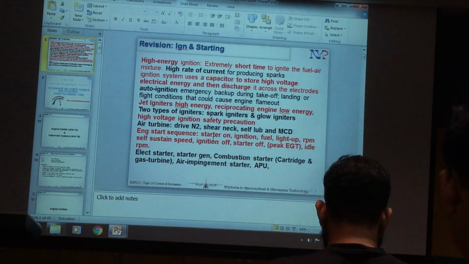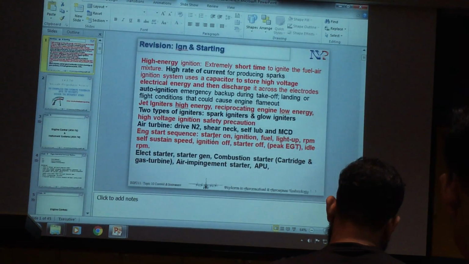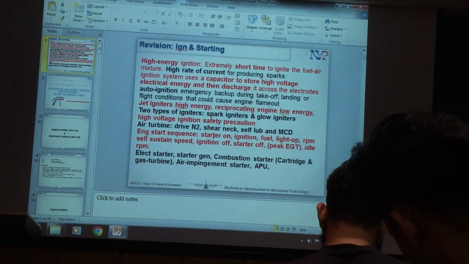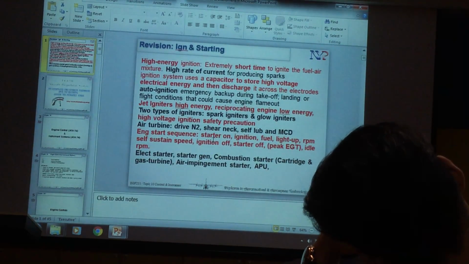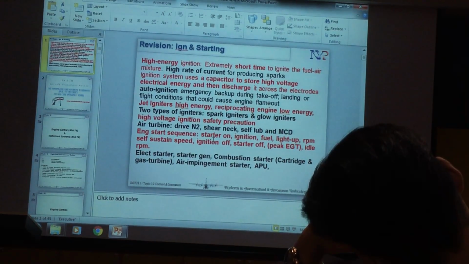The spark is only applied at certain phases of flight. So what are the 4 basic phases of flight when there is auto ignition? Take off, landing, turbulent flight, and icing formation. Cruising is very safe. Take off, landing, turbulence and icing are the 4 conditions.